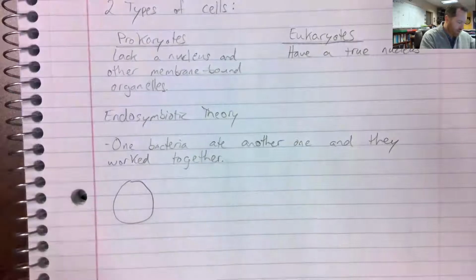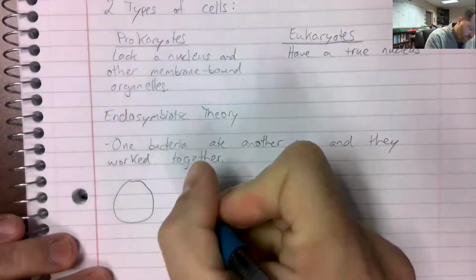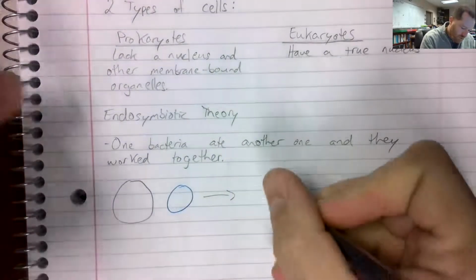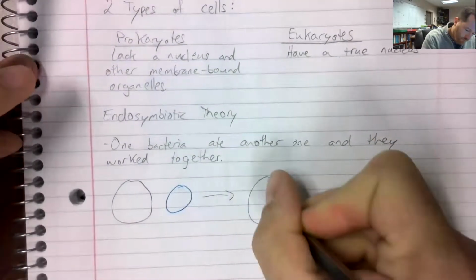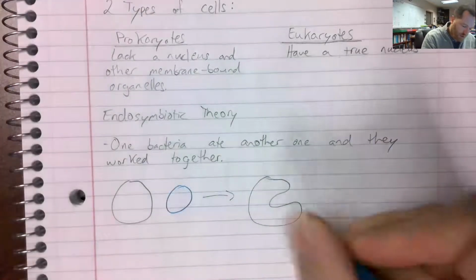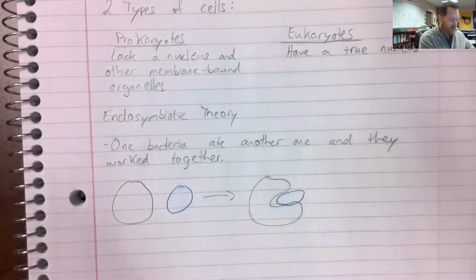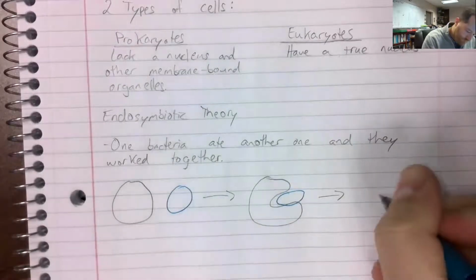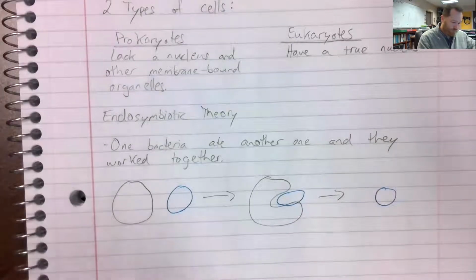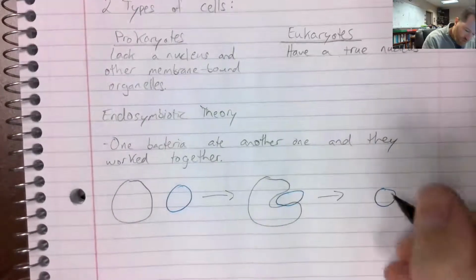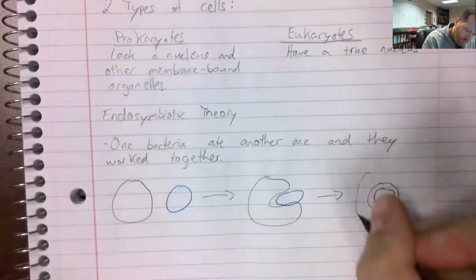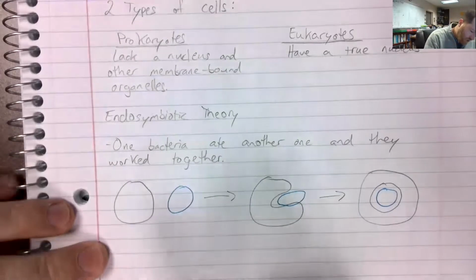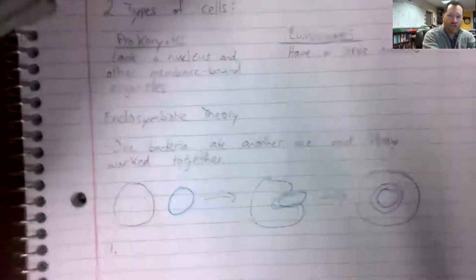So there's one cell. There's a different color here, and draw a second cell. Again, like we just mentioned, it's a lot like endocytosis. We have the one cell kind of swallowing the other one. And that's how we got organelles. And there are three key pieces of evidence that go along with this.